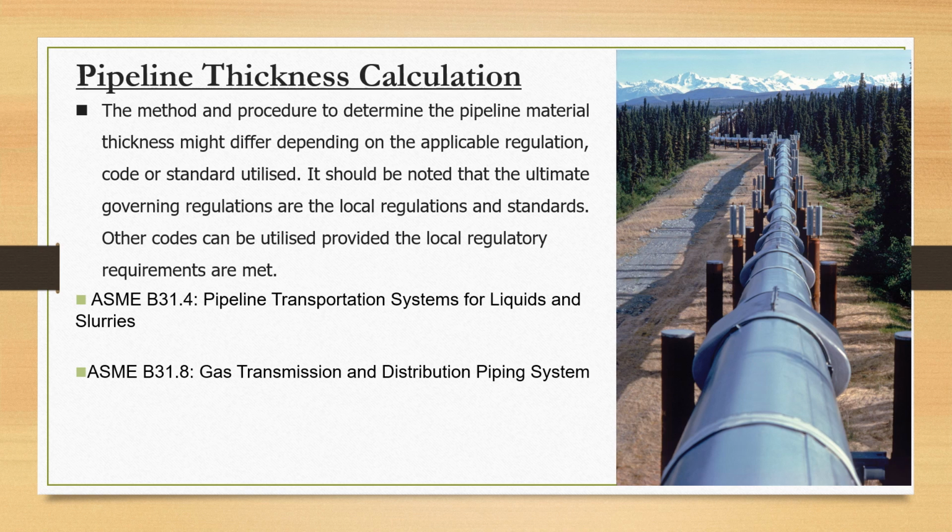Now, amongst the standards and codes that I mentioned just now, ASME B31.4 and ASME B31.8 are very prominent and widely used worldwide. So because of that, in our examples and case studies, we will be using these two standards, that is ASME B31.4, which governs the pipeline transportation systems for liquids and slurries, and ASME B31.8, which provides the guidelines for gas transmission and distribution piping systems.